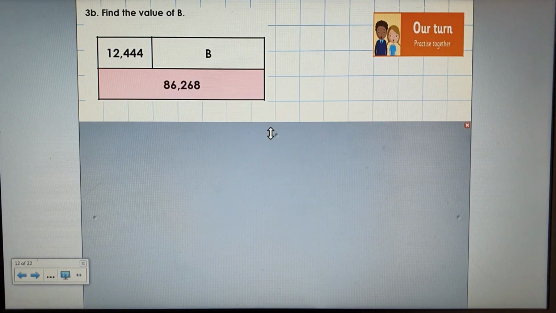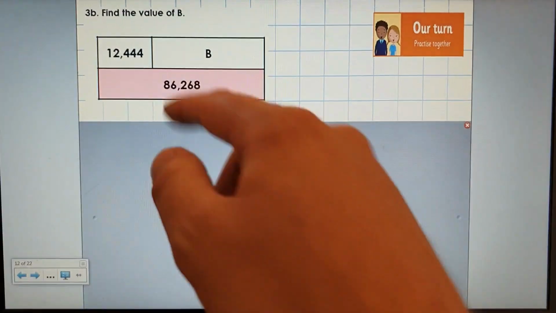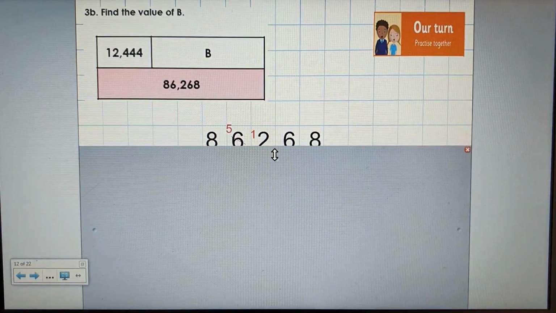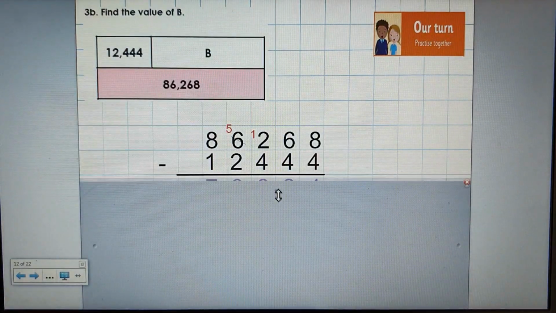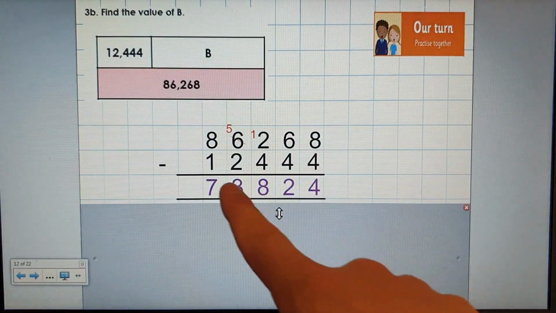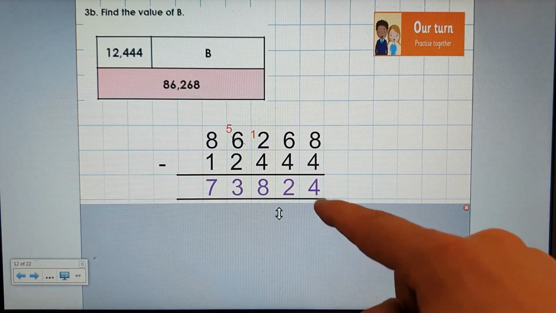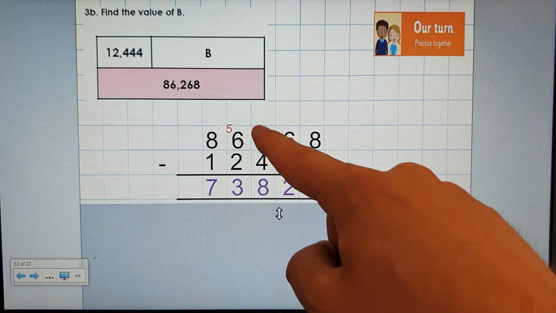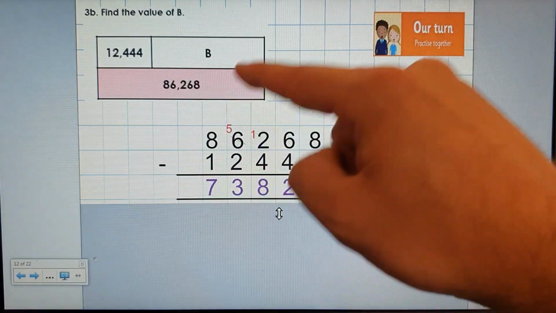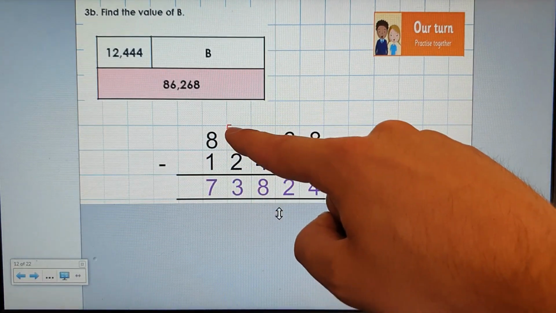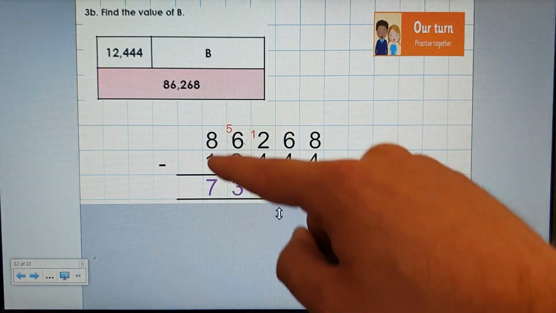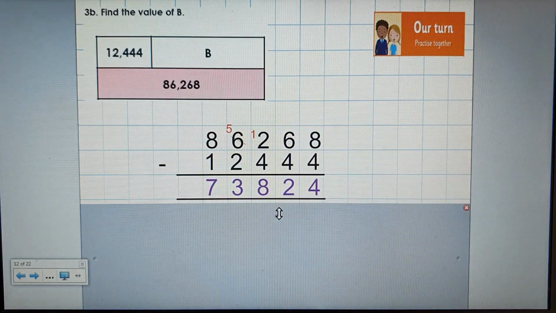Okay, well done. Let's see what we got. So I went with having the large number at the top and taking away my smaller number. And I ended up with 8 take away 4 gives me 4. 6 take away 4 was 2. 2, I couldn't do 2 take away 4, so I had to go and exchange. So 12 take away 4 gave me 8. That left me with a 5 here. So 5 take away 2 is 3. And 8 take away 1 is 7.